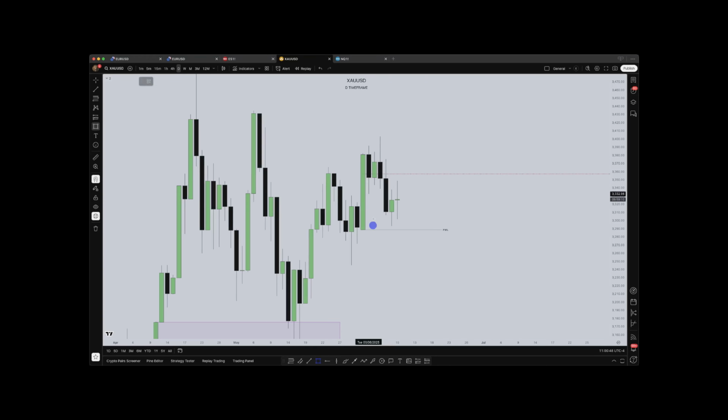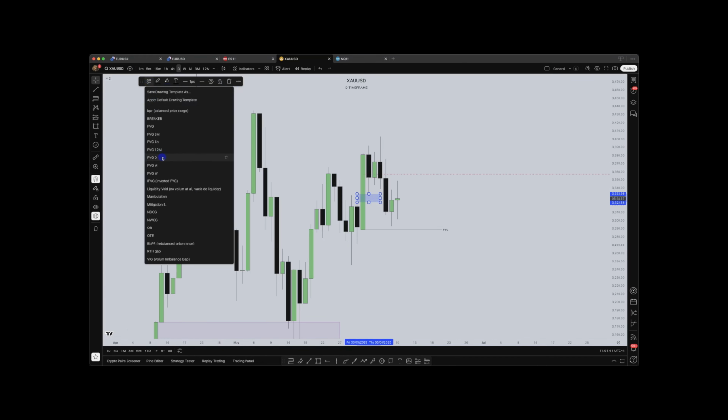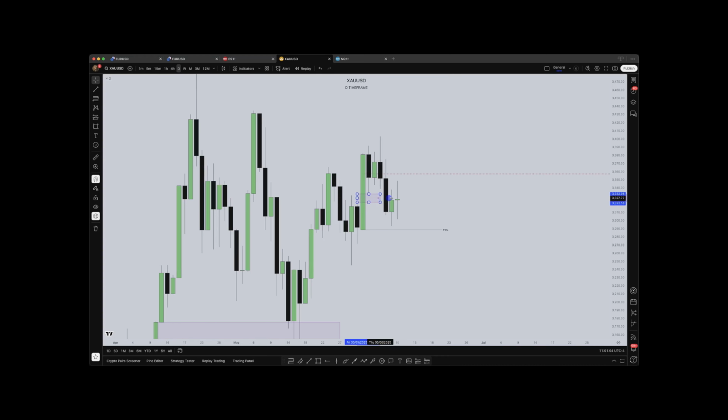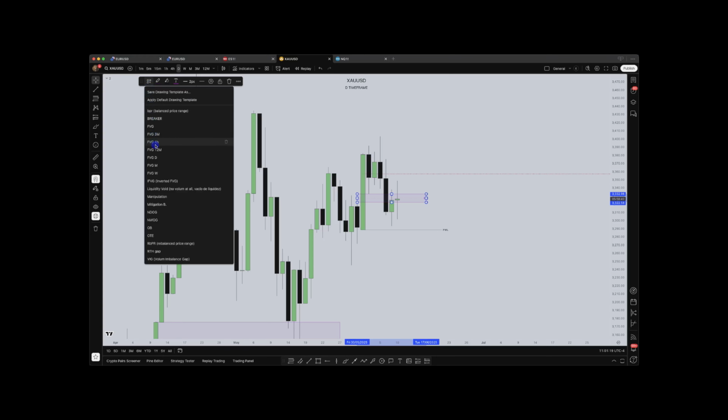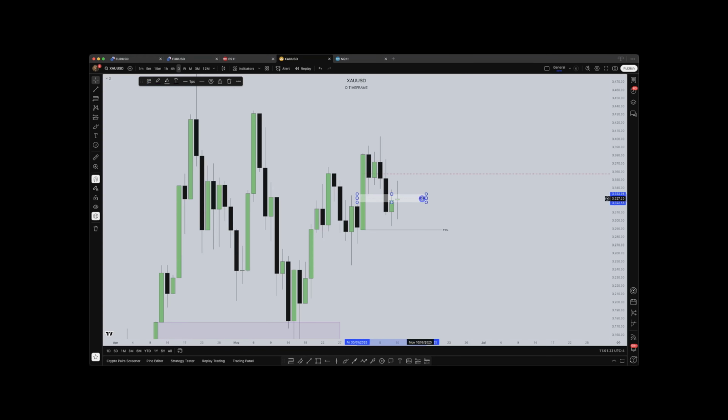Okay, you see this? This is a fair value gap, right? A daily one. Daily one is purple. What happened when price goes through it like this, showing strength with all the body? It became an inversion fair value gap. Daily one. That's why I put a D.